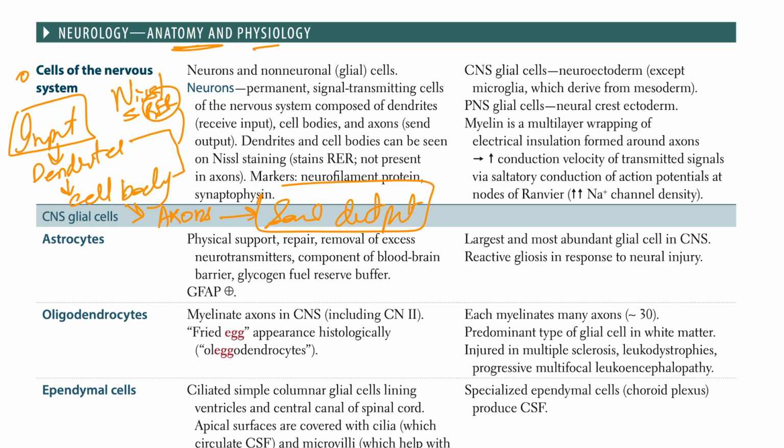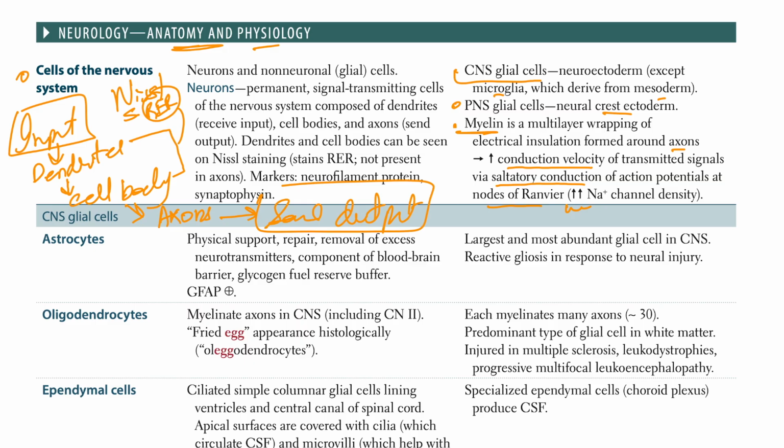Okay, now the next line, right side, it says CNS glial cells. What are the CNS glial cells? They are the neuroectoderm, except the microglia, which are derived from mesoderm. PNS glial cells are neural crest ectoderm. Myelin is the multi-layer wrapping of the electrical insulation formed around axons. What does the myelin do? It increases conduction velocity of the transmitter signals, via saltatory conduction of action potential at the nodes of Ranvier, which have increased sodium channel density.